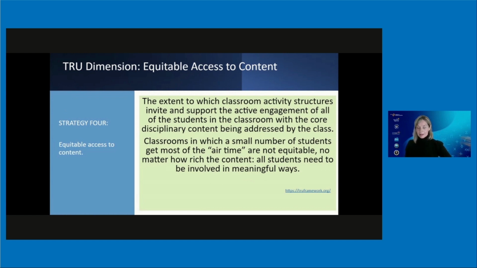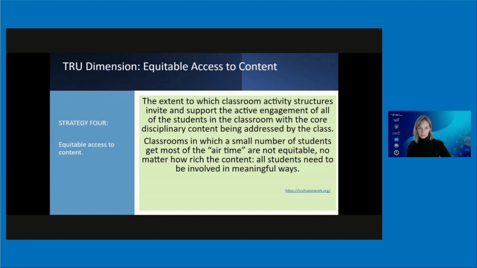Also note that in a whole group discussion, it would be really important for the teacher to draw upon multiple competencies of different students, and that over time and different days, all students are ending up sharing their ideas. Because what you'll notice in the equitable access to content, the second paragraph from the TRU Framework mentions classrooms in which a small number of students get the most airtime are not equitable, no matter how rich the content.